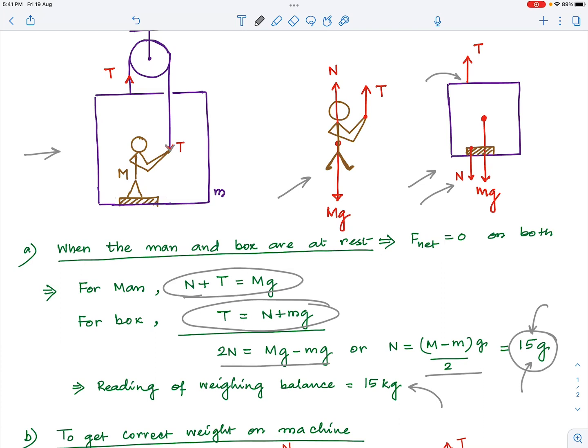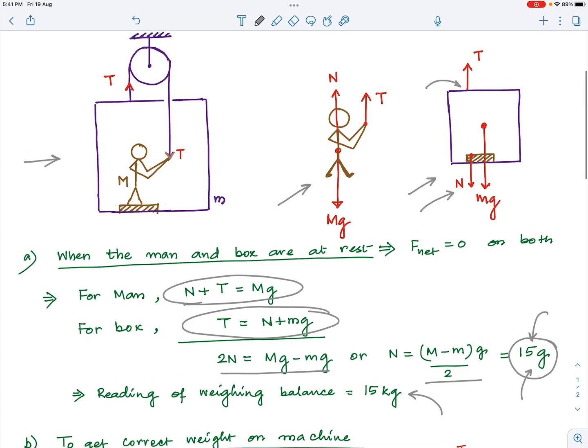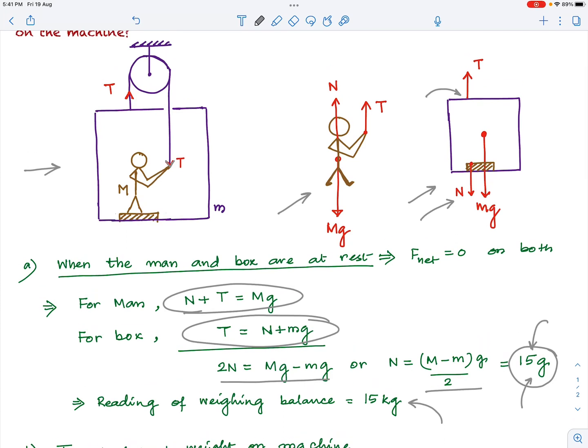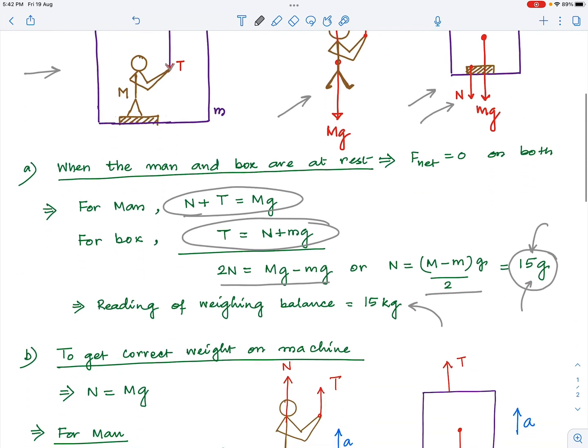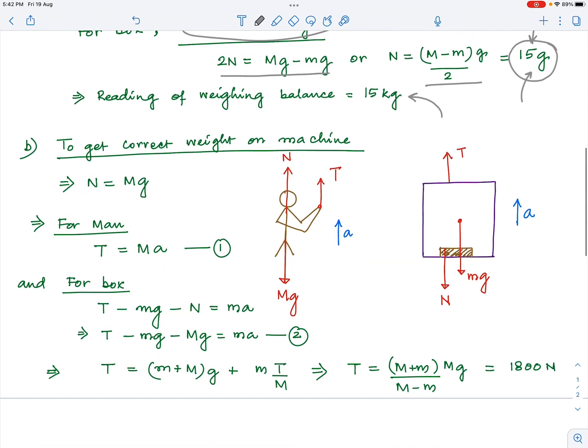So this is the first part of the question. Now the second part of the question is, we have to get that value of T, that value of force that the man must exert on the rope, so that his weight on the weighing balance becomes his correct weight. So that the weighing machine measures his correct weight, which basically means that the normal reaction that the weighing machine exerts on the man should now be equal to the weight of the man himself.